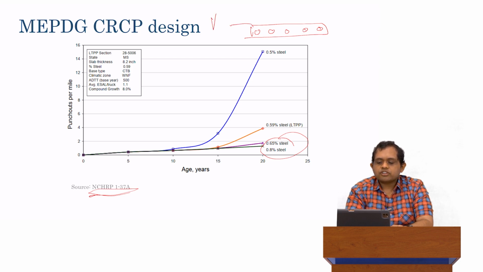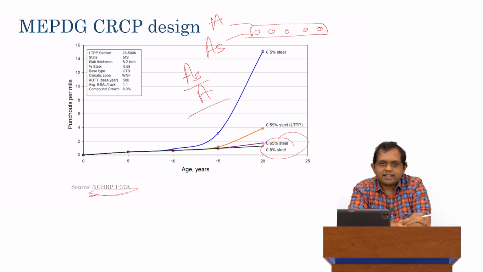We have this total cross section A. We can calculate the total cross section of the steel, which is AS. And therefore, the percentage cross section of steel is always AS divided by A. This is identical to RCC design in structural design. So I hope all of you are familiar with this concept.